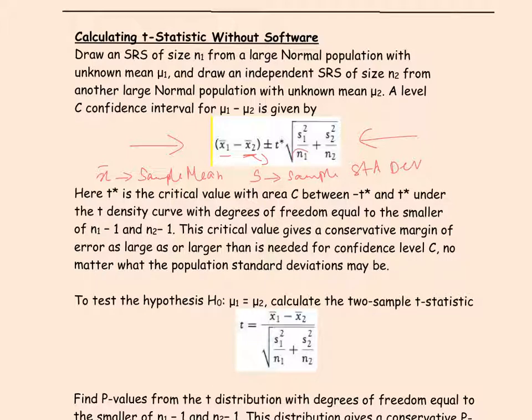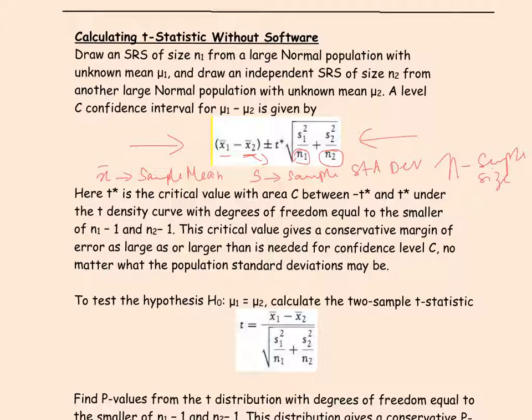Now clearly n1 and n2. n is the general letter that we use for sample size, which counts the number of individuals in the sample. The subscript 1 is for the first sample. So n1 is the sample size of the first sample, n2 is the sample size for the second sample. n1 and n2 do not have to be the same. It's possible that the two independent samples are of different sizes.